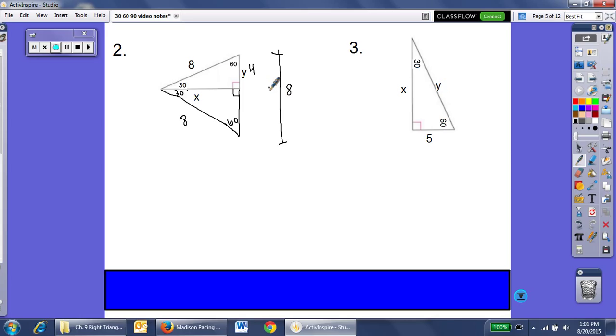Okay, let's redraw this. So we have just this top part is how the problem started. So we've got 8 up here. We figured out that the short side is 4. Now we're trying to find x, the long leg. Okay, just like we did before, we're going to use the Pythagorean theorem. X squared plus 4 squared equals 8 squared. So that's x squared plus 16 equals 64. We can subtract 16 on both sides.